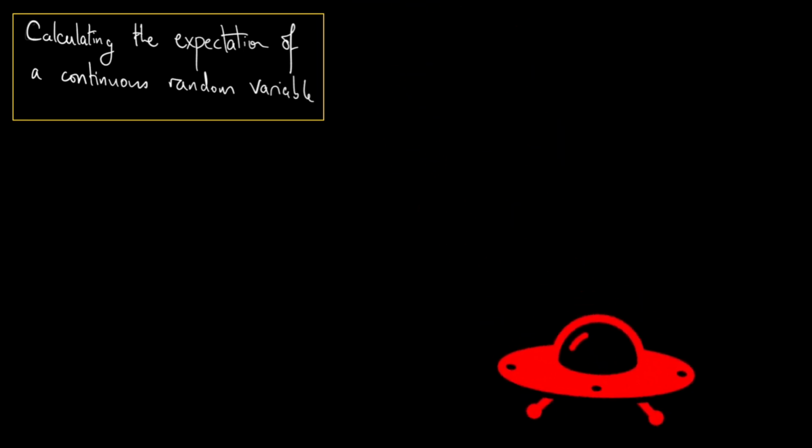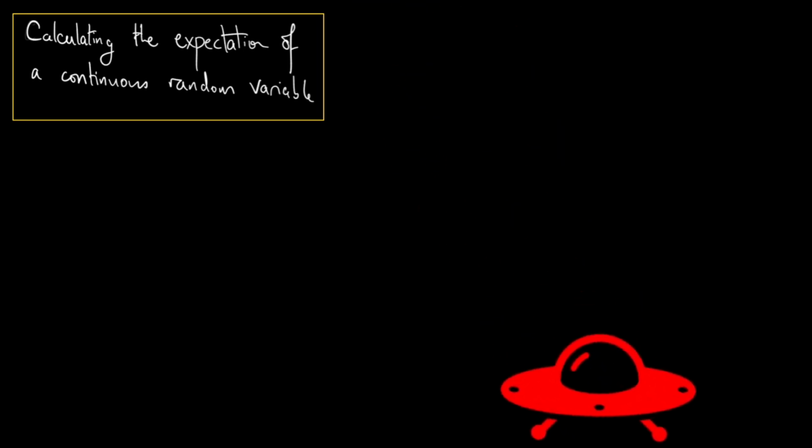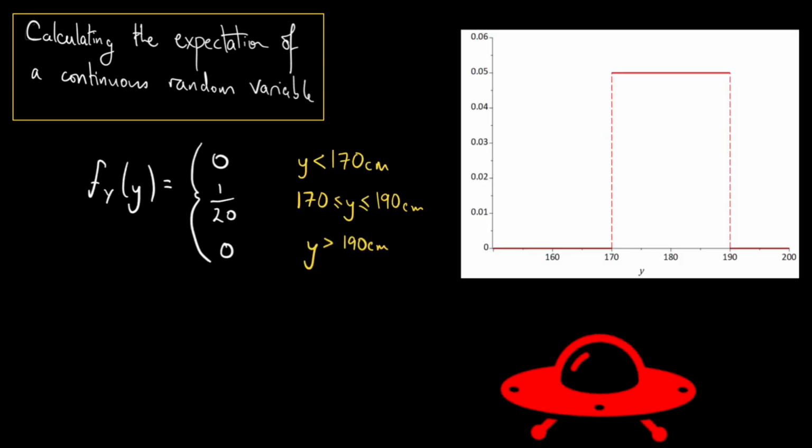In this video, we're going to see how we can calculate the expectation of a continuous random variable. And to illustrate this, let's consider an example. Suppose that an alien race lands on the planet Earth. Now, this race is very unusual because the heights in their population are distributed following a uniform distribution. In this case, it's a uniform distribution between 170 centimeters and 190 centimeters.